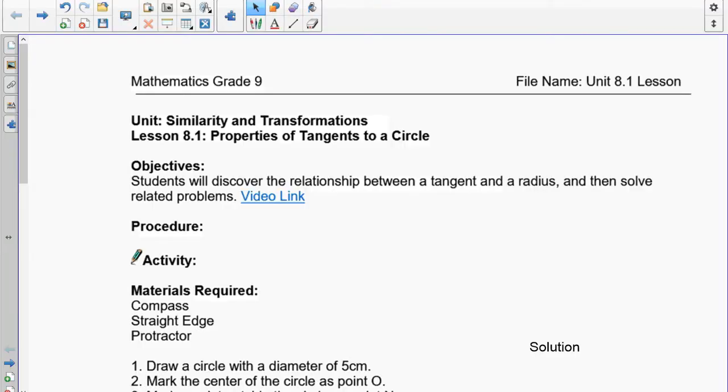Welcome, grade 9, to Unit 8. Today we're going to talk about circles, properties of tangents to circles to be specific.